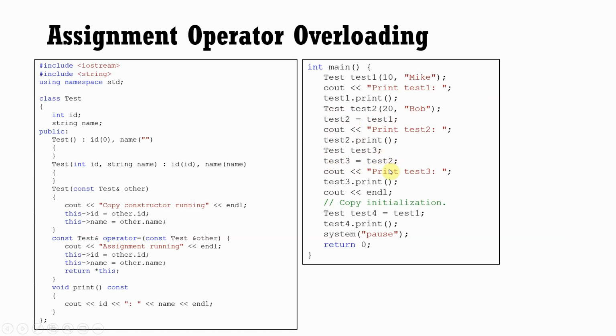This one is calling the assignment operator. And how about test4? Which constructor is called to instantiate test4? The copy constructor. The copy constructor is called to instantiate test4, because here we are declaring test4 at the same time we are initializing it.